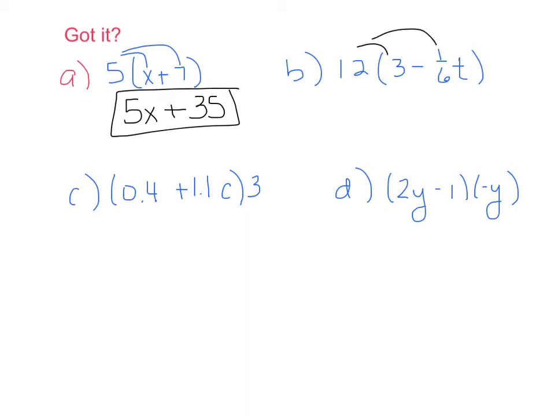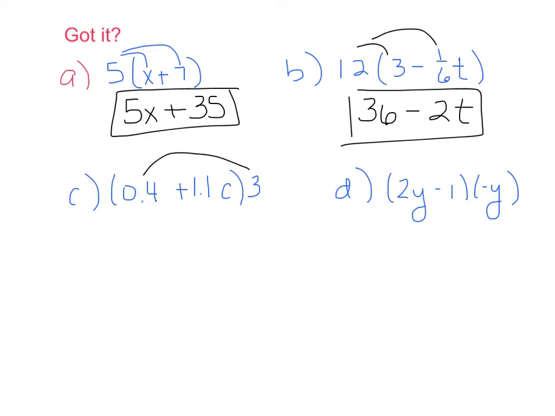Example B. 12 times 3 would give us 36. 12 times 1 sixth. Now some people are like, oh, I can't do fractions. Yeah, you can. This is really easy. 12 times the numerator, 12 times 1, that just gives us 12, divided by the bottom, so times the top, divided by the bottom. 12 times 1 is 12, divided by 6 is 2. So since we have a negative here, 12 times negative 1/6 would be negative 2t. So it would be 36 minus 2t.